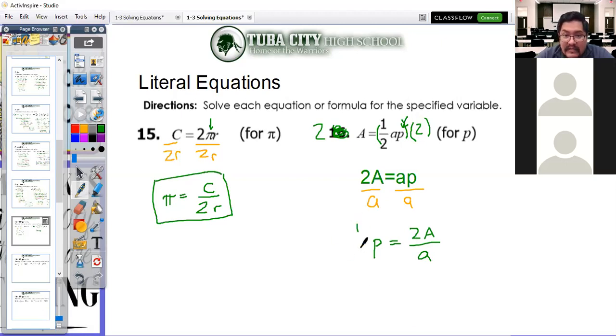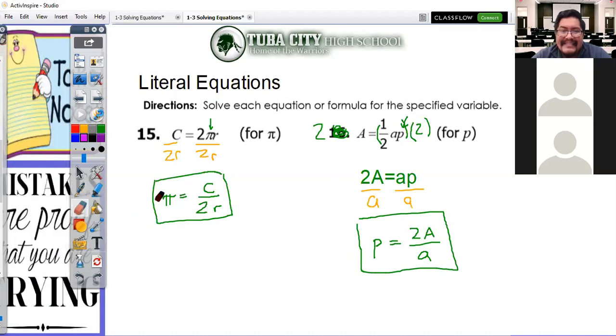Now, this is the actual answer, but sometimes I will get students that will ask me, wait a minute, if I have an A on top and A on bottom, can't I cancel it out? And that is for the most part true. But in this case, when you're working with these kinds of equations, capital and lowercase can mean different things. They mean different elements, different terms.